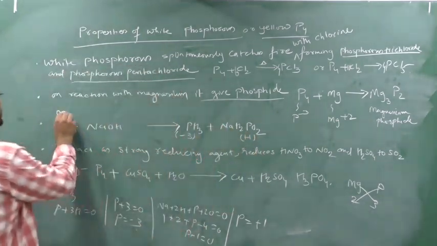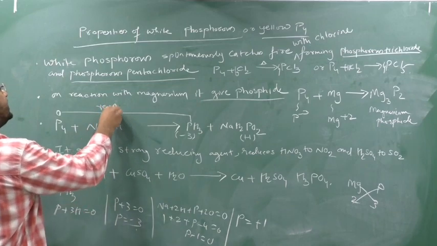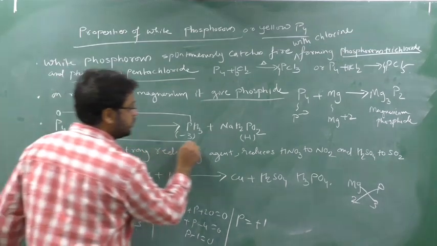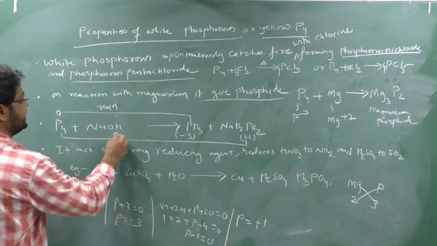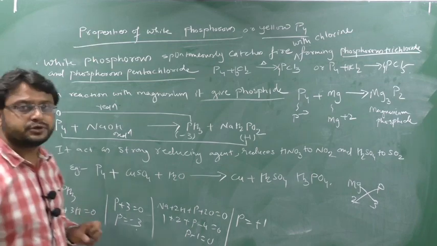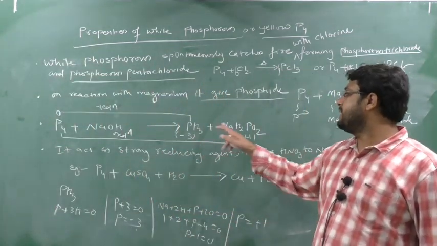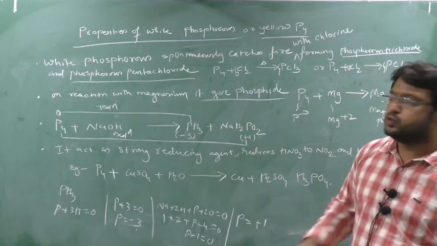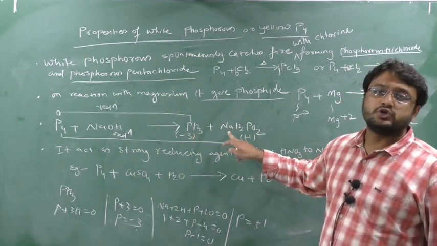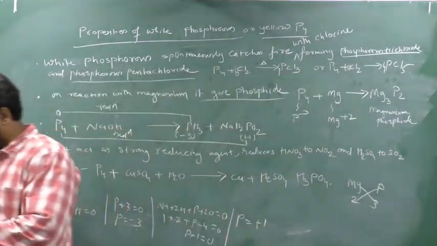Now see here, phosphorus is 0. So 0 to minus 3 is what? Reduction. Clear? Here phosphorus is 0, so 0 to plus 1 means what? Increase means what? Oxidation. So this property tells us that phosphorus will undergo a disproportionation reaction and forms two compounds, one is PH3 and the other is NaH2PO2, sodium hypophosphite, in basic media. You write down this one key point.